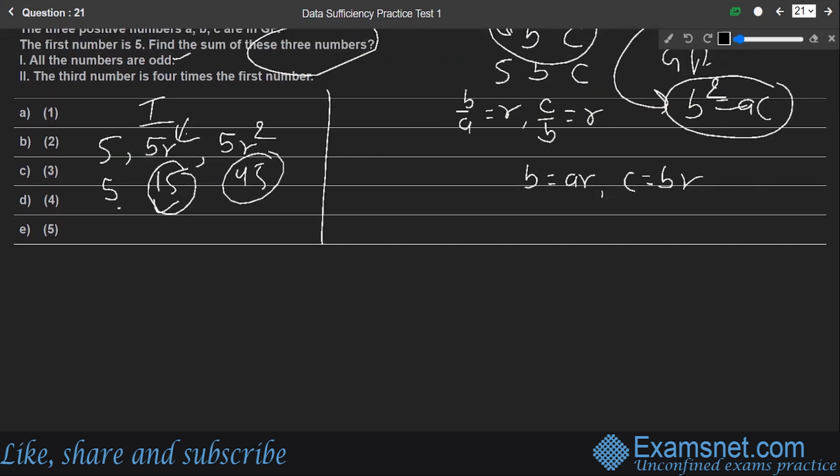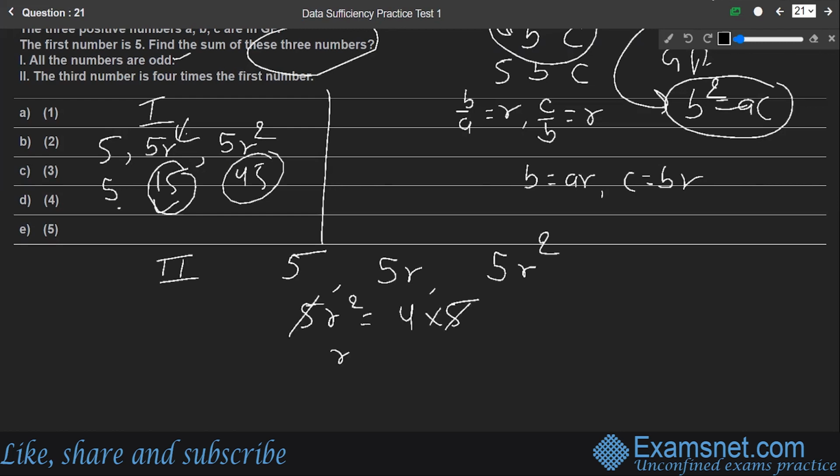If we see the statement number second alone first, he's saying third number is 4 times the first number. So we already know the first number is 5. Second number is 5r as they are in GP, and the third number is 5r square as they are in GP. They are saying third number is 4 times the first number. So 5r square is 4 times of 5. So clearly 5 and 5 get cancelled. R square value is 4, which gives R value as 2.